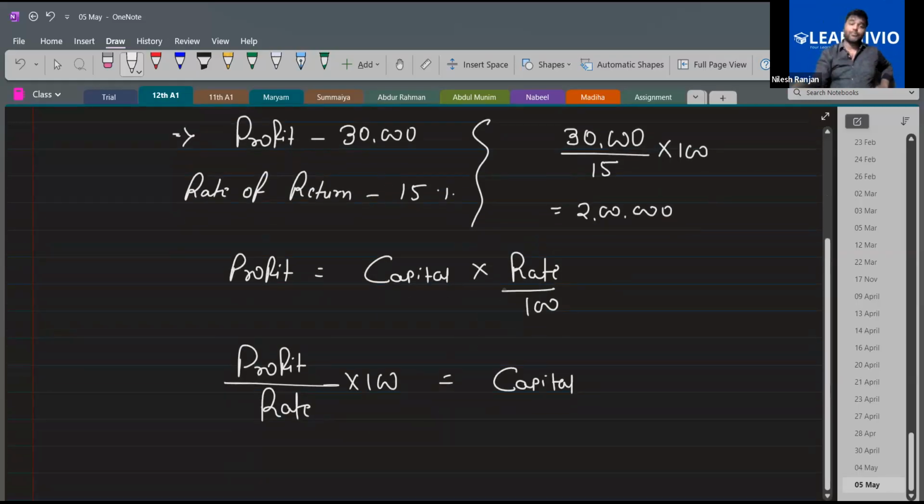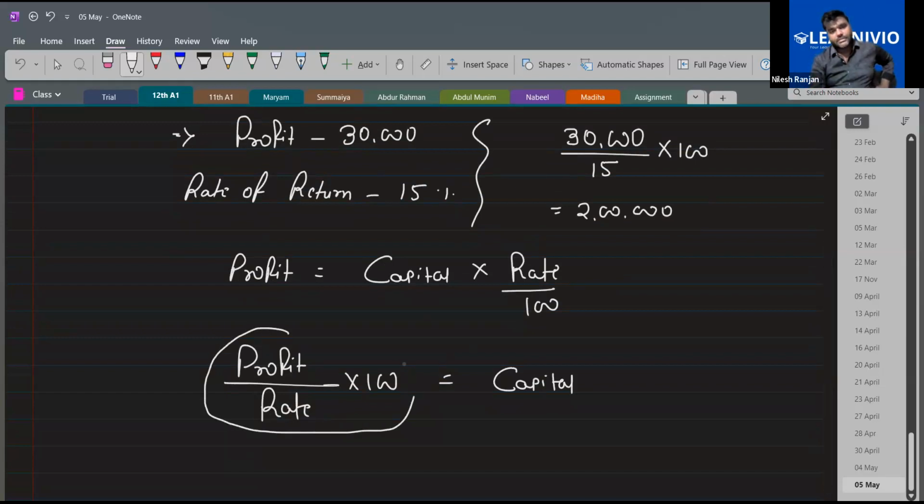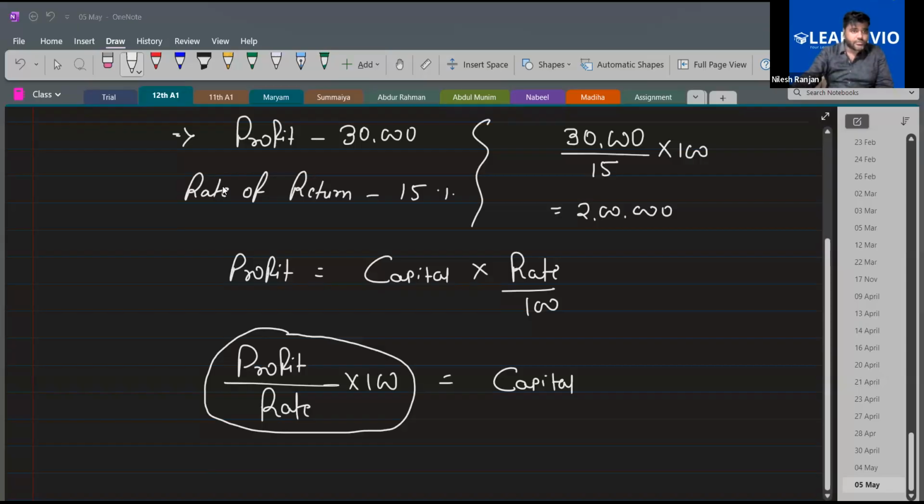So capitalization method is all about this, that you are capitalizing the value of profit on the basis of rate available in the question. So this is capitalization method. Now I'm sharing the screen so that you'll get the idea what this capitalization method is.